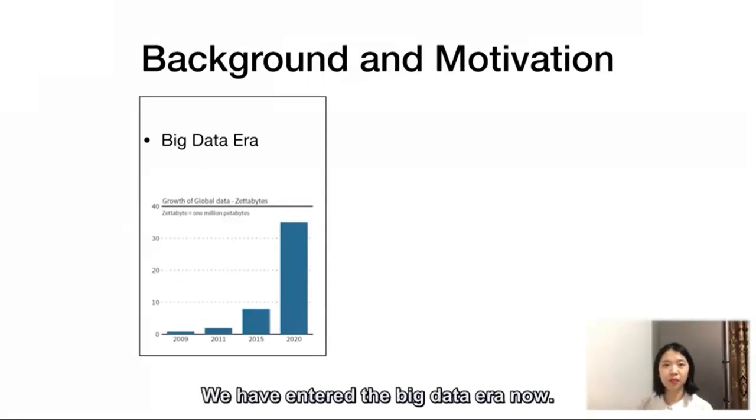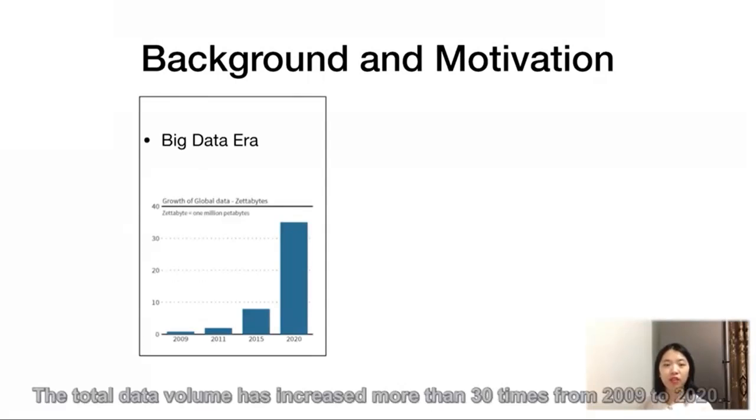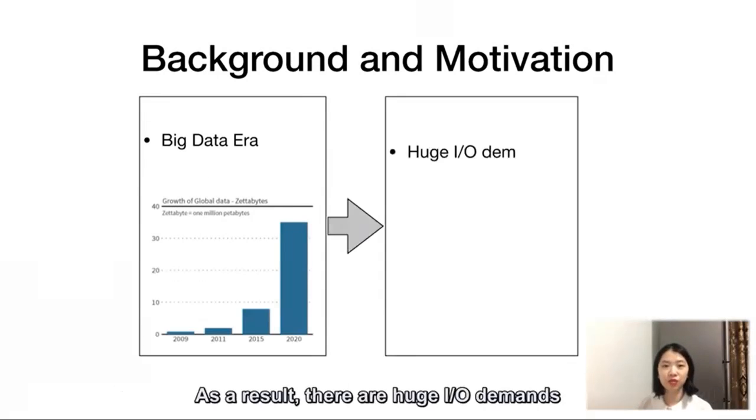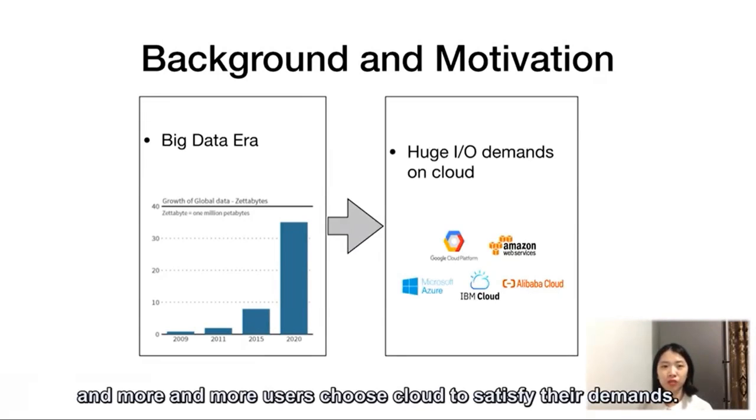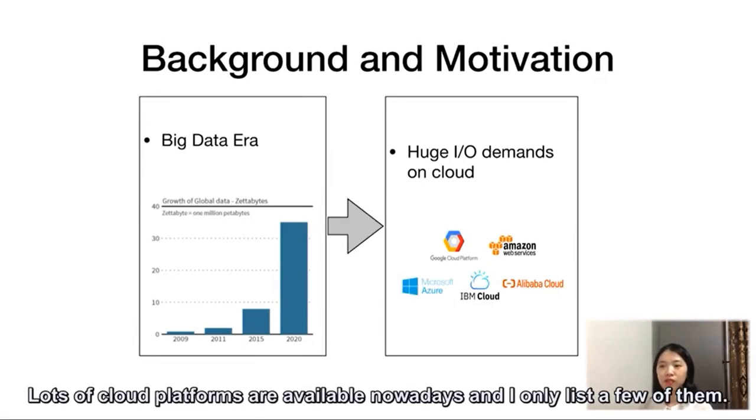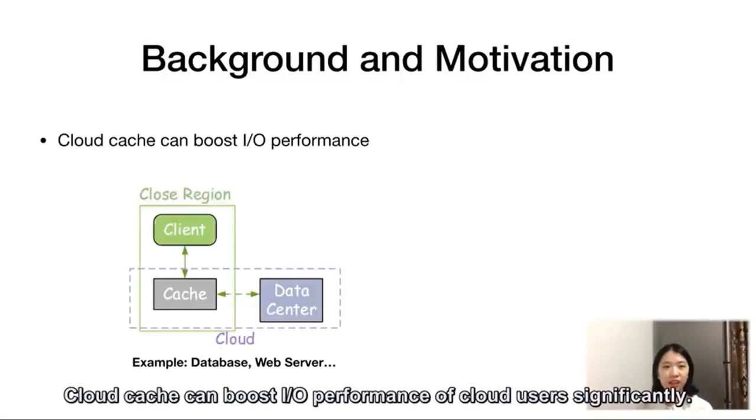We have entered the big data era now. The total data volume has increased more than 30 times from 2009 to 2020. As a result, there are huge I/O demands, and more users choose the cloud to satisfy their demands. Lots of cloud platforms are available nowadays, and I only list a few of them. Cloud cache can boost the I/O performance of cloud users significantly.